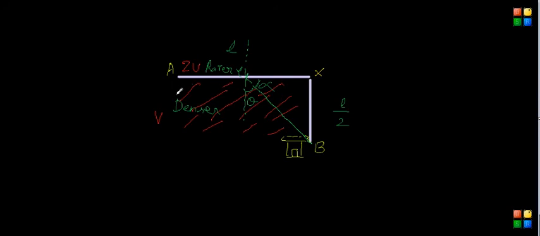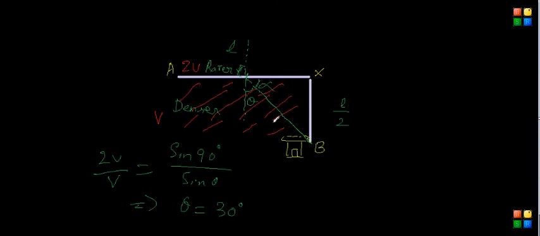So the ratio of the speeds in the two media, what's that? 2v by v must be equal to the ratio of the sines of these two angles, and this angle is to the normal, so this is 90 degrees. So sine of 90 degrees divided by sine of theta. So my sine theta from here is half, so my theta is 30 degrees. Now that I know theta is 30 degrees, I have actually solved the problem. If this is 30 degrees, this is 60 degrees.